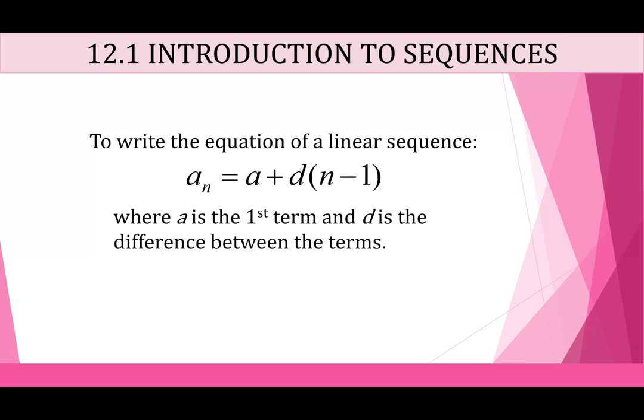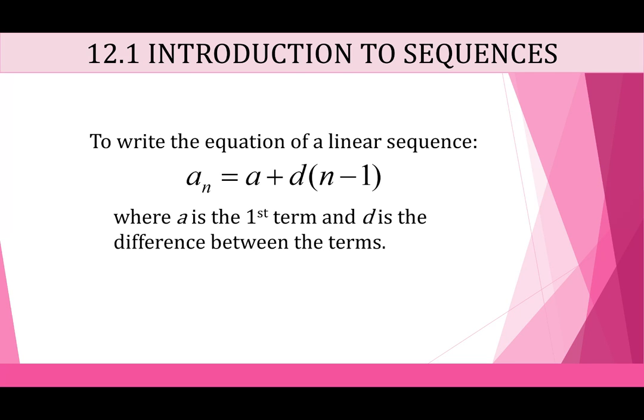So when it comes to sequences, there are, in general, two main types of sequences to talk about. There's the linear sequence, or what we'll call arithmetic sequence, and there's the exponential sequence, which we'll call geometric sequence. So arithmetic and geometric are the two types of sequences that we're really going to focus our attention on.